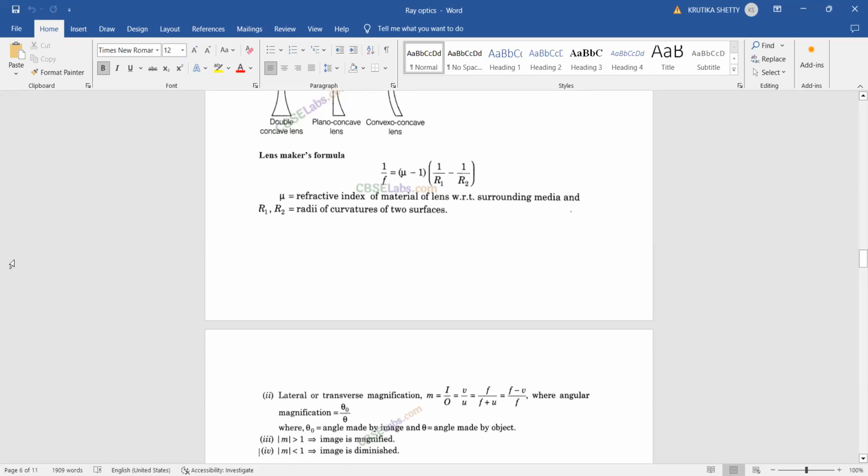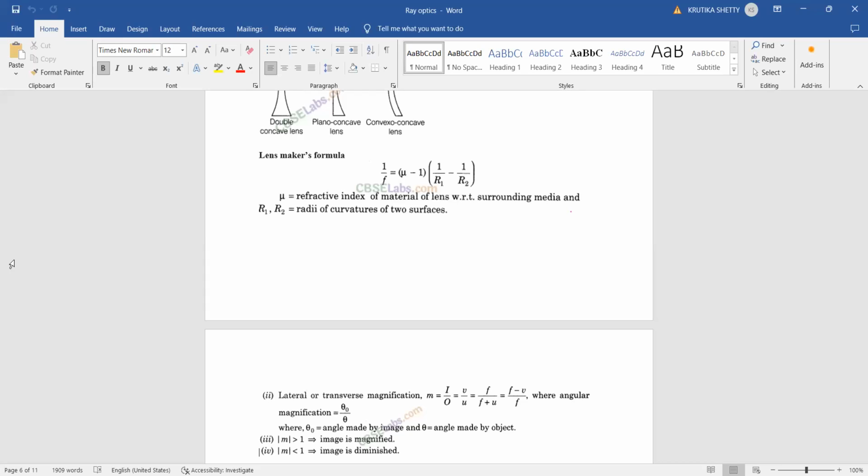So we have the lens maker's formula. Again, the derivation part we are not seeing here, only the formula. 1 by f is equal to (mu minus 1) times (1 by r1 minus 1 by r2). Here r1 and r2 are the radii of curvature, and mu is called the refractive index with respect to the two media.